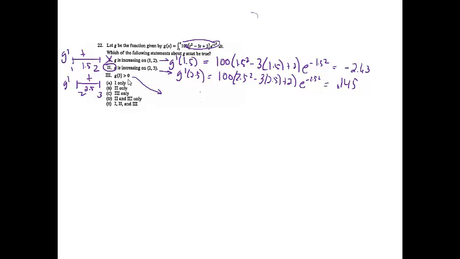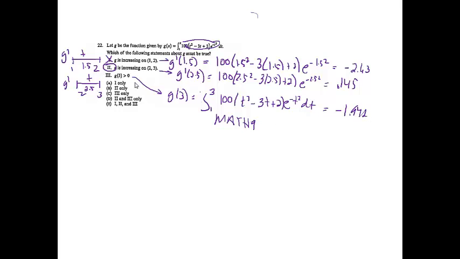And then the last one says g of 3 is greater than 0, so I can pretty much just plug 3 into that equation for x, so I'm going to get the integral from 1 to 3 of 100 t squared minus 3t plus 2 times e to the negative t squared dt, and I can use Math 9 to help me figure that out. That gives me negative 1.942, and it says that g of 3 is greater than 0. Well, that definitely is not a number that's greater than 0, so 2 was the only one that worked, which is choice B.